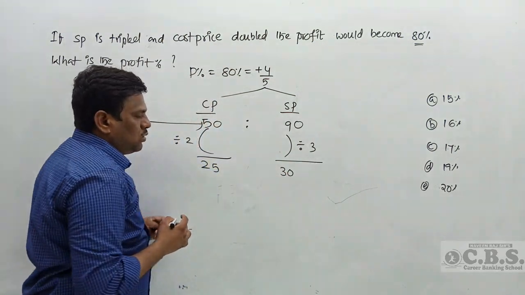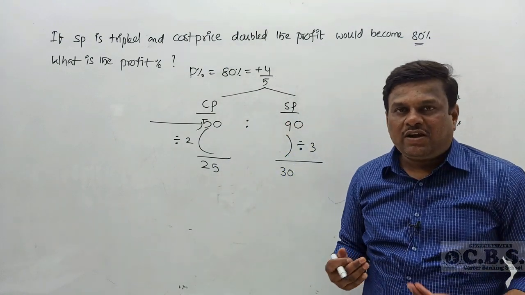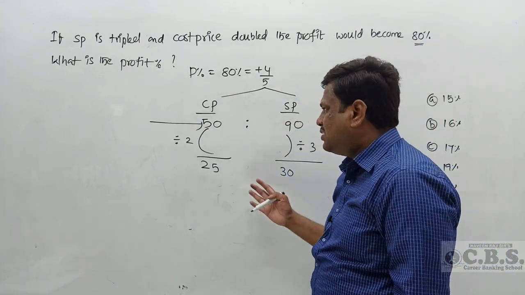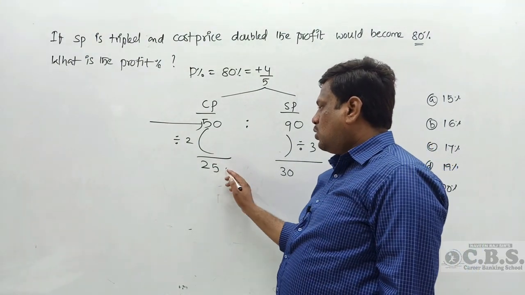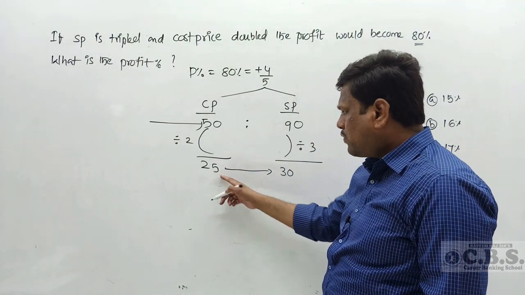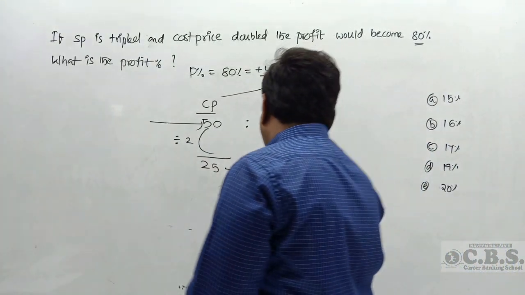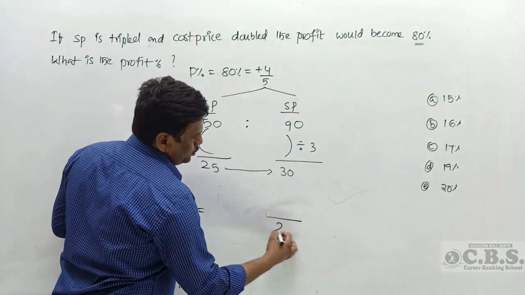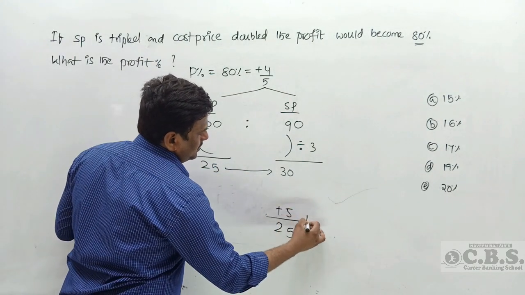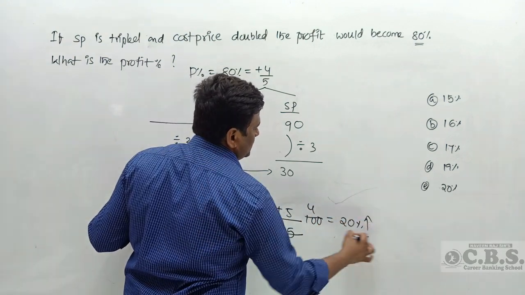Get my point? So if you have difficulty dividing by 2 and by 3, you just take the common multiple of 2 and 3 to get an easy answer. So now the cost price is 25 rupees, the selling price is 30 rupees. Upon 25 rupees, 5 rupees is the profit. Percent is 100 over 25, which is how many times? 4 times. Now your answer is 20% profit.